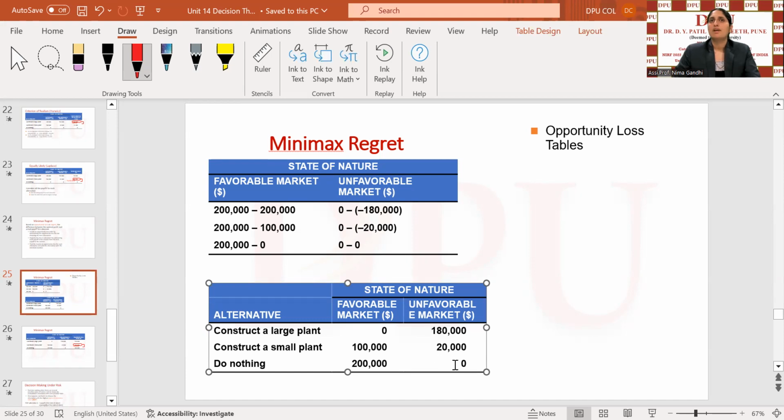If they would have chosen the third alternative, then they have the chance of saving the loss of 20,000. So this is the chance they have lost, 20,000. If they go for the selection of the third alternative and the market remains unfavorable, they are not losing anything, so they are not missing any opportunity. So this is the regret matrix we have.